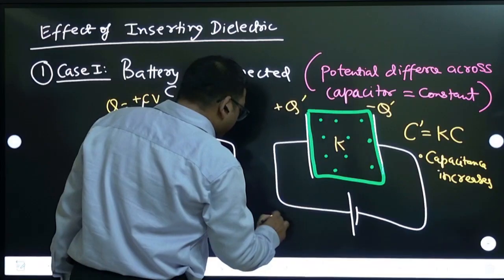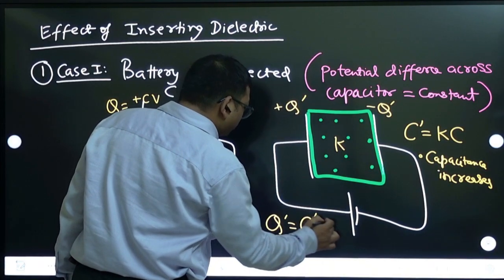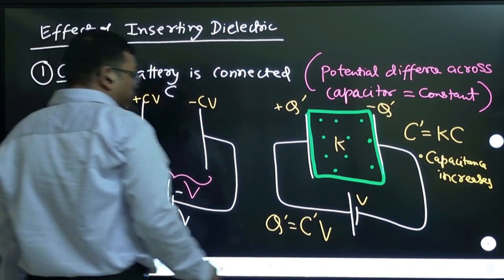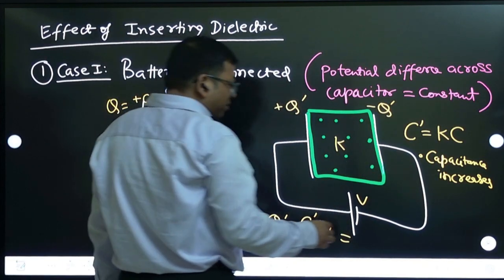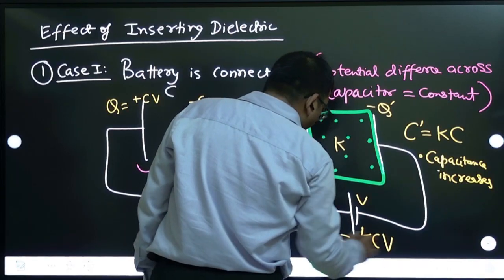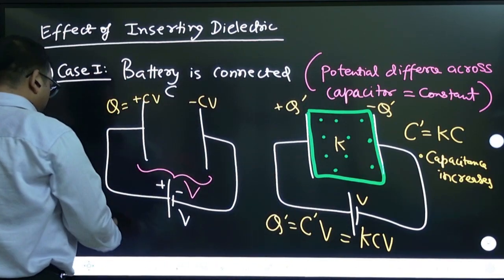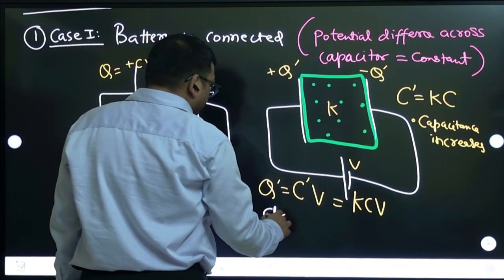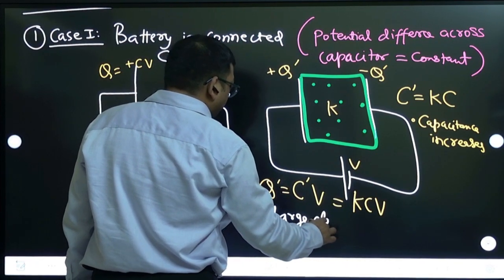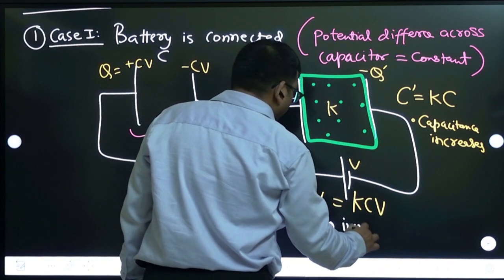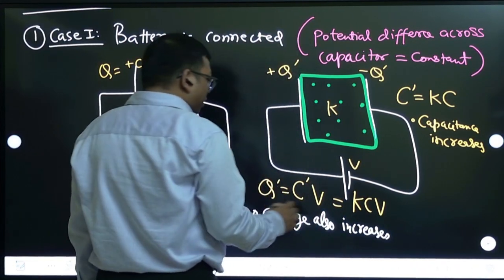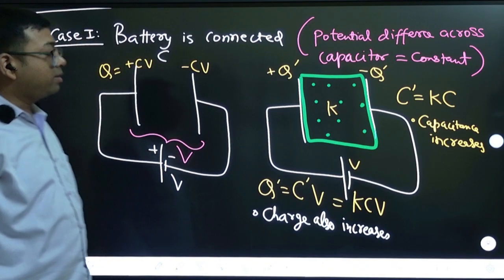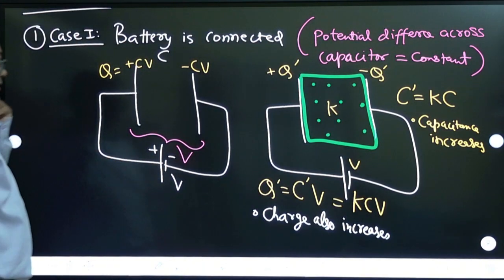Now this Q dash will be C dash into V. Remember this V is not changing. The battery has the same voltage. C dash has become K times, so it is K times CV. So the charge also increases by the same factor K, just like capacitance increases by the same factor K. What about other things?